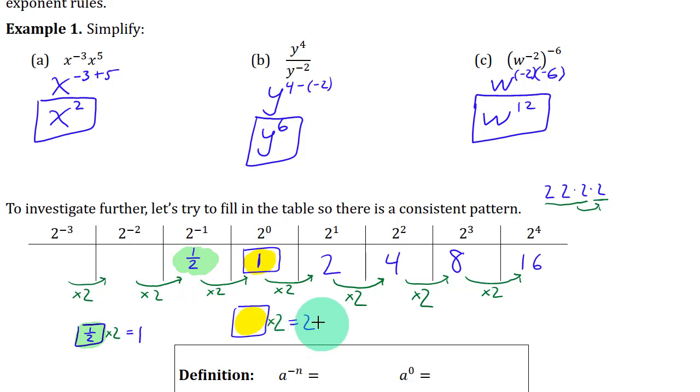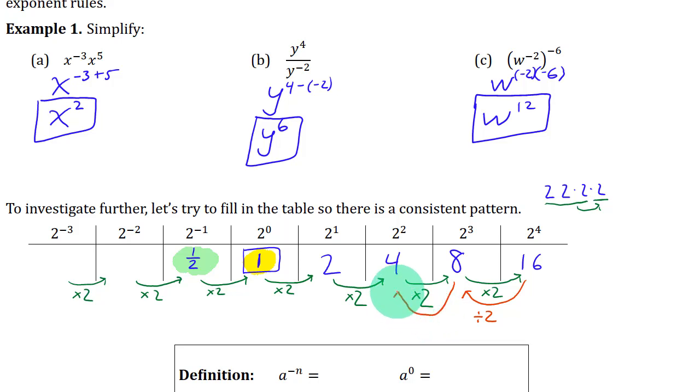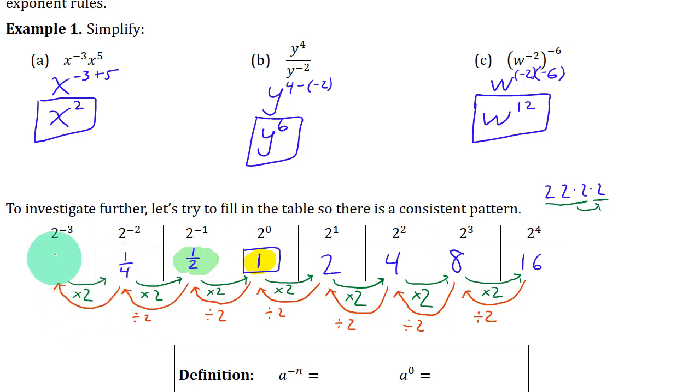And you maybe can see that going backwards here to get these is the same as dividing by 2. So I think that's another way to look at it here, say from 16 to 8, you're dividing by 2. From 8 to 4, you're dividing by 2. 4 to 2, you divide by 2. 2 to 1, you divide by 2. 1 divided by 2 is 1/2. 1/2 divided by 2 is 1/4. 1/4 divided by 2 is 1/8.